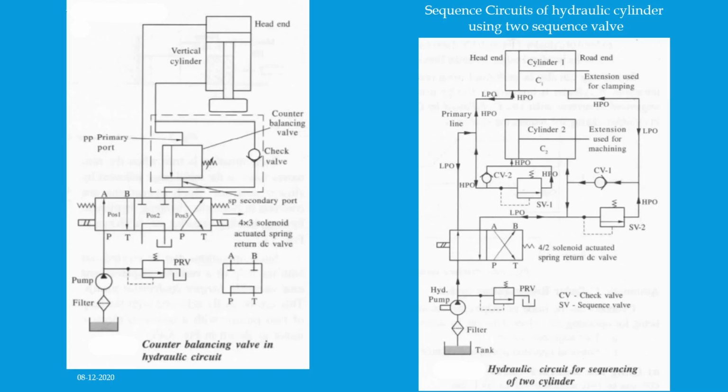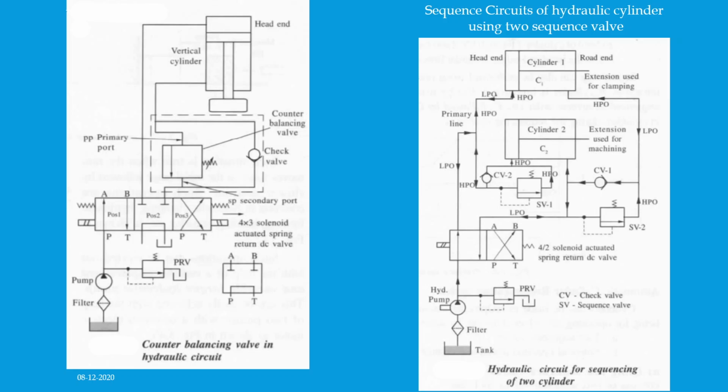Again, high pressure oil enters the rod end of the cylinder C2 and retracts the same, and low pressure oil from the head end of the cylinder C2 flows through check valve 1 of sequence valve 1 and to the ports A and T. And at last, at the end of retraction of C2, pressure increases and high pressure oil enters the rod end of the cylinder 1 through sequence valve 2 and retracts the cylinder, during which low pressure oil on the head end side of the cylinder flows back to the tank through the ports A and T.